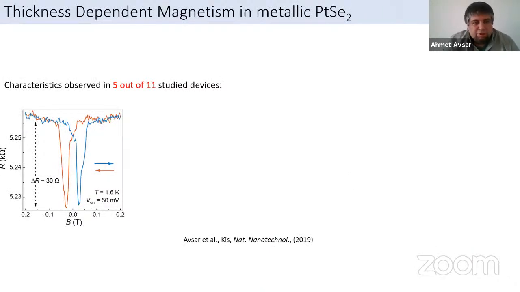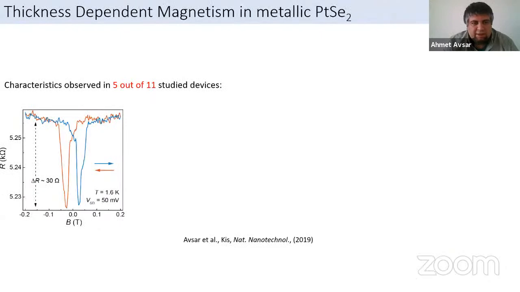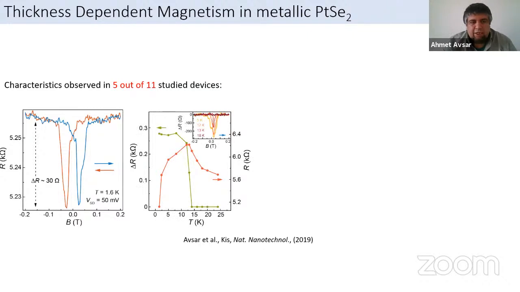So here, let me show you the results that we got in this sample. And indeed, 5 out of 11 studied devices were showing this kind of response. If you switch the magnetic field from positive to negative or negative to positive, you do see this kind of hysteretic behavior. Then the change in the resistance can be as high as 400 ohm, with an MR equivalent of 6%. We could also see that this ferromagnetic ordering persists up to 13 Kelvin. And here we also plotted the change of the device resistance with temperature, and you can already see this upturn, which suggests the suppression of spin-dependent scattering.